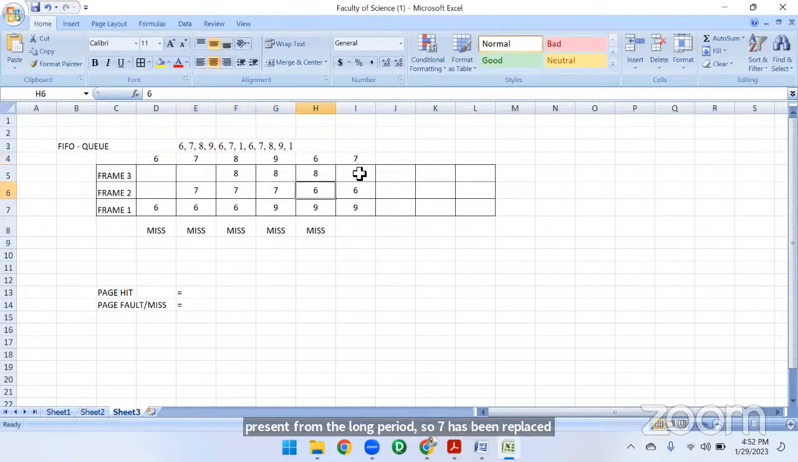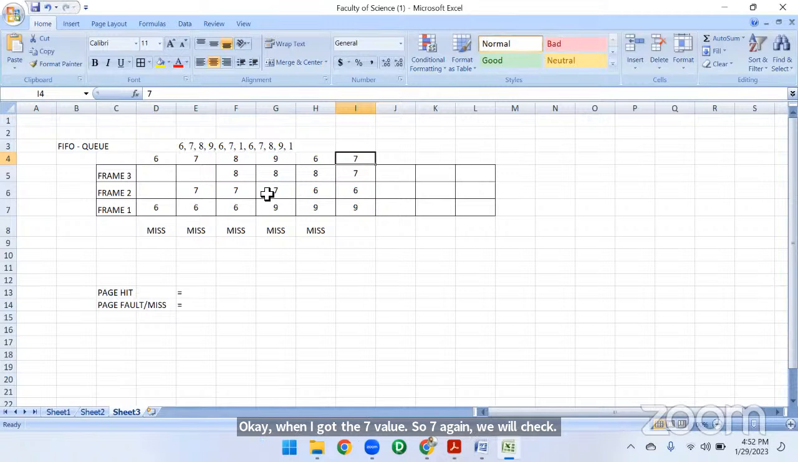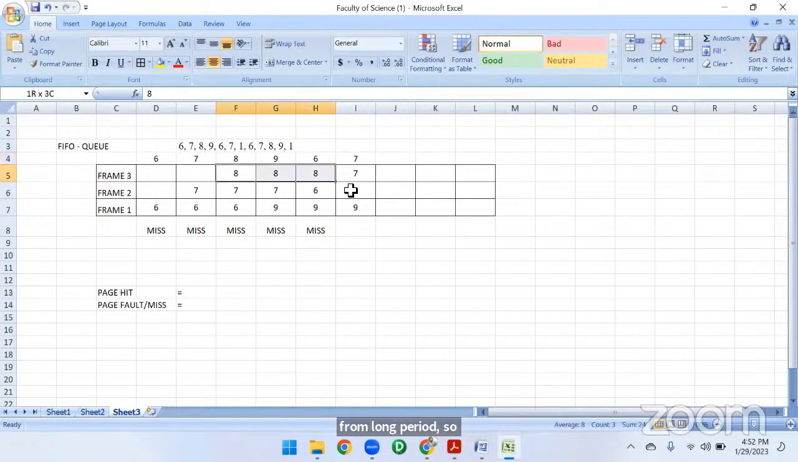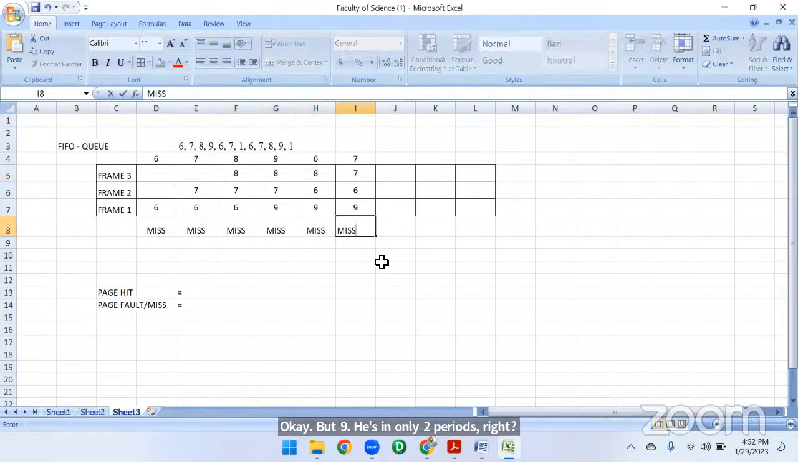Okay. When I got the 7 value, we will check again. We don't have 7 here. Again it will check which page is present in the frame from the long period. This 8 is present in the long period. 6 just now came, and 9 also has come just now, right? So 8 has been there for 3 periods, but 9 is only for 2 periods, right? That's why it has been replaced with the 8. Okay, this is also a miss.